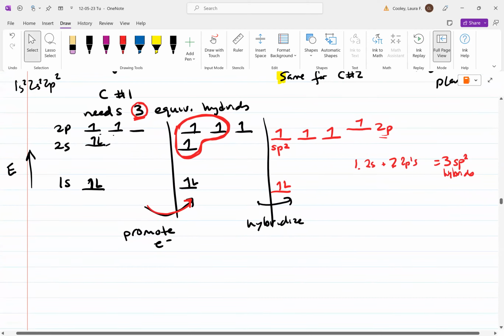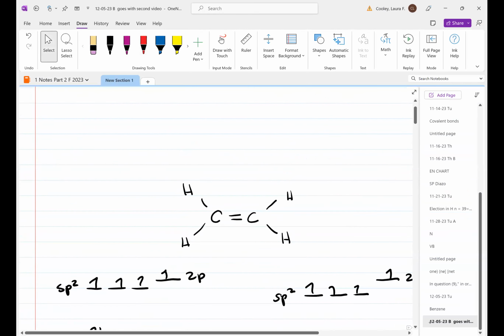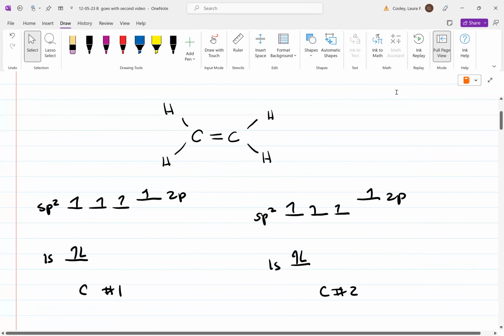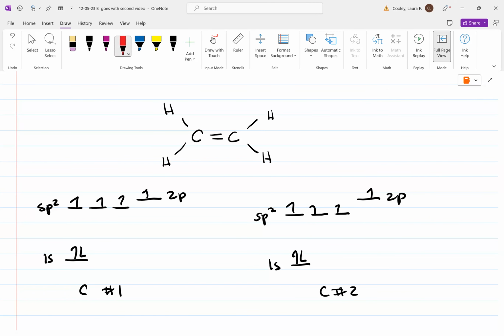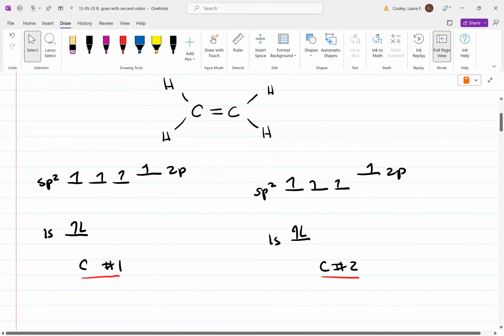So let me go to the other OneNote page, and here we are. Here we have the Lewis structure of C2H4, and I have both the carbons listed here. In other words, I copied the exact same energy diagram that I just showed you that has 3 half-filled sp2 hybrid orbitals and 1 half-filled 2p on each carbon. Okay, now let's figure out what orbitals overlap to form bonds.